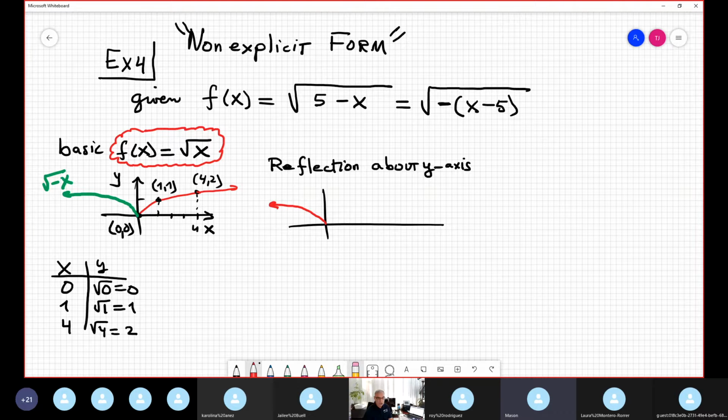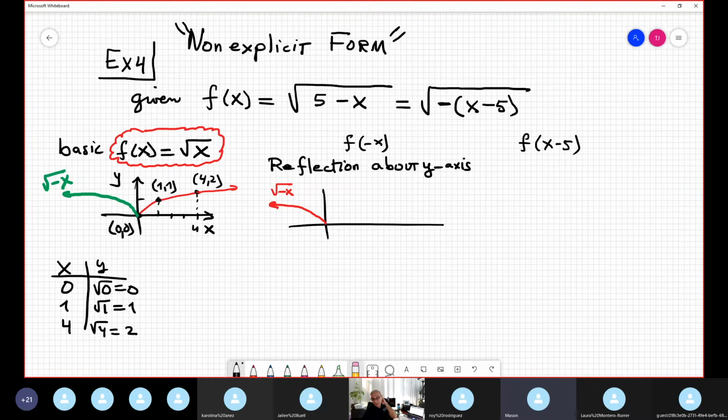Okay, this is the image of the original. No, I don't want this. Okay, this is radical minus x, and now you see minus 5. This is equivalent to changing x for negative x, which gets a reflection. But now the second transformation is equivalent to saying x minus 5.